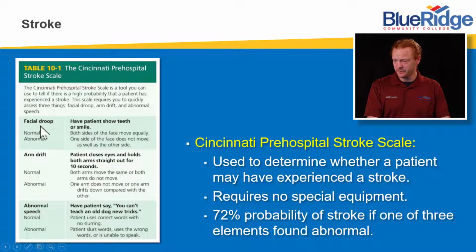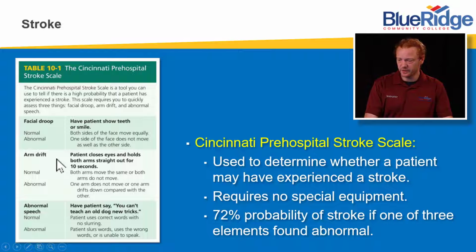You have facial droop: have the patient show their teeth or smile. If it's normal, both sides of the face will move symmetrically. If it's abnormal, one side of the face does not move as well as the other or not at all.